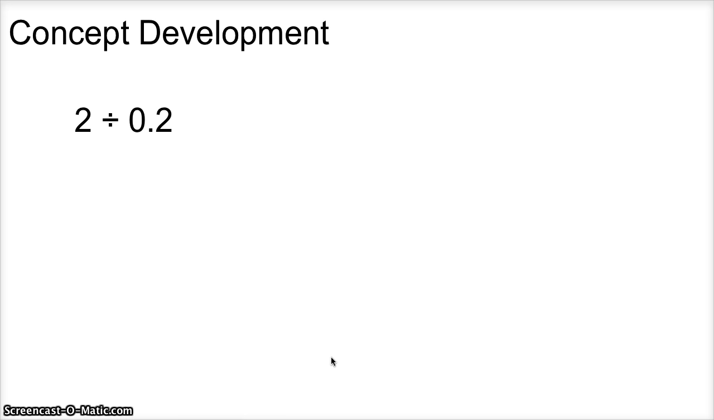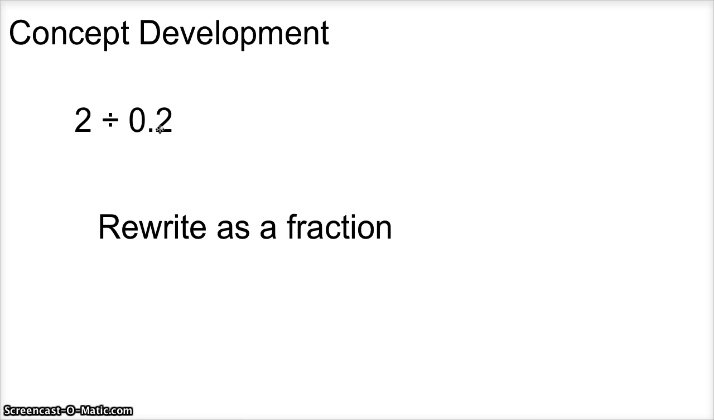Okay, here's your second problem. 2 divided by 2/10. So this is a little bit different than what we've done up to this point. So go ahead and solve this problem. The first thing we're going to do is rewrite it as a fraction. 2 divided by 2/10, 2 over 2/10. And I want to get rid of that decimal.